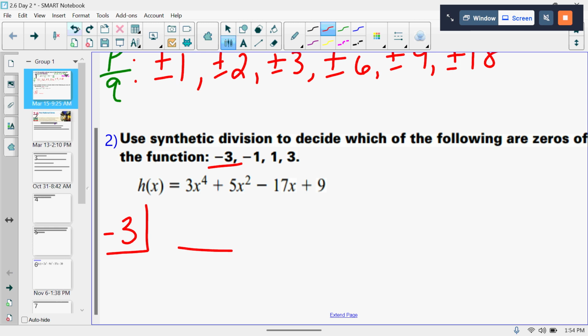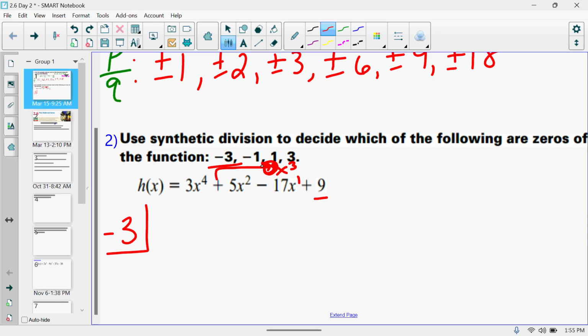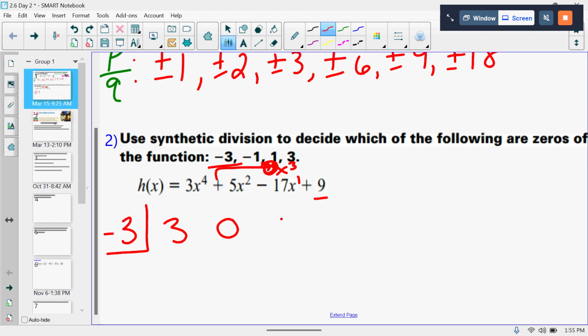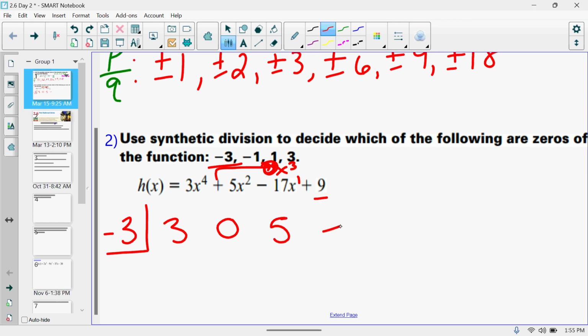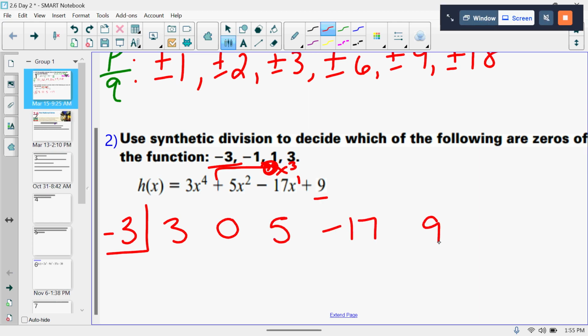I don't know if you guys notice that you do on this one because there's no x to the third term. It's missing. So it goes constant, degree 1, degree 2, degree 4. It skips degree 3, which means remember that the coefficient is 0 if you don't see anything there, since 0 times anything is 0. So you'd put 3 for x to the fourth, 0 for x to the third, 5x to the second, -17, and then your constant. And you would do your synthetic division.